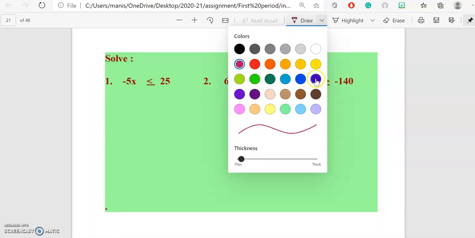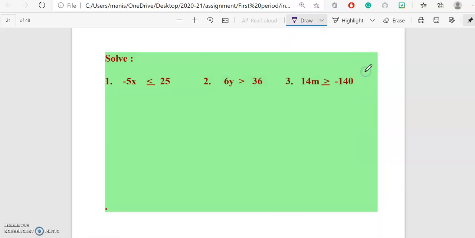Okay, now let's do question number 1. Question number 1 says negative 5 times x is less than or equal to 25. Negative 5 times x. So what is the opposite of times? Division. So I will divide both sides by the coefficient of x, which is negative 5. So I will divide this side also by negative 5.